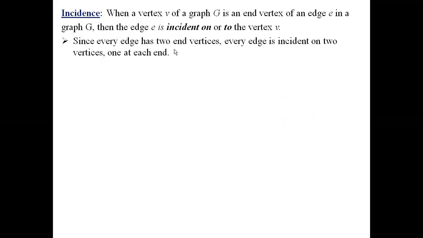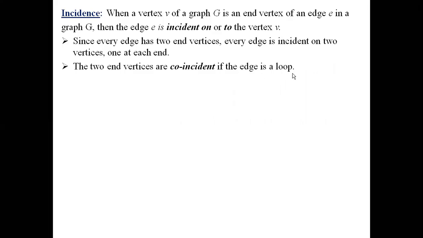Since every edge has two end vertices, every edge is incident on two vertices, one at each end. So whenever you are trying to join an edge, it has two end vertices. So every edge is incident on two vertices, one at each end. The two end vertices are coincident if the edge is a loop. So if you are starting and ending at a particular vertex, then the end vertices are coincident. Then such an edge is called a loop.